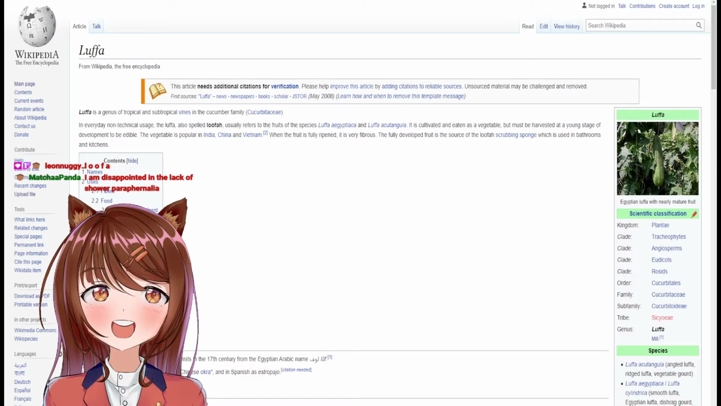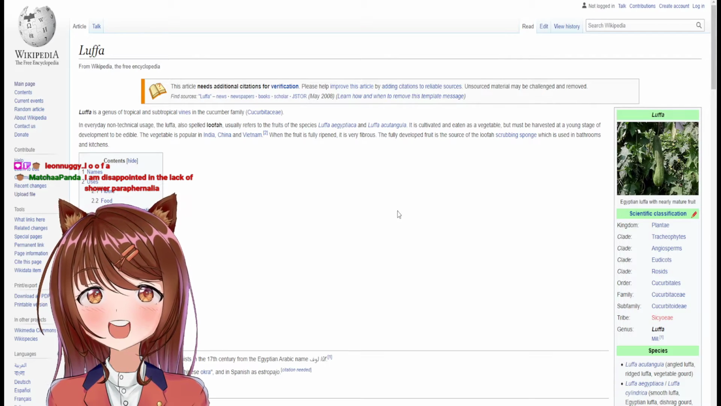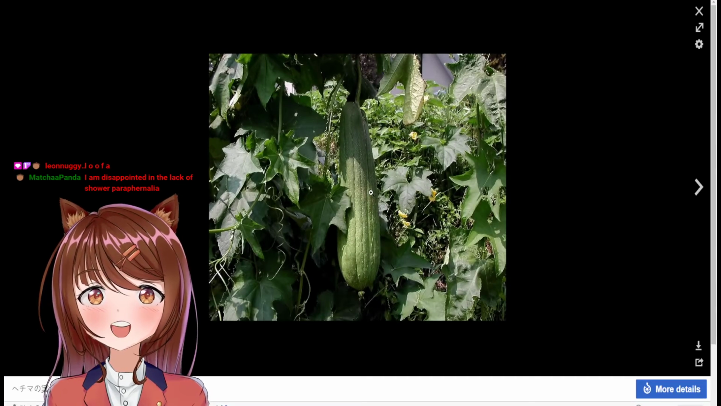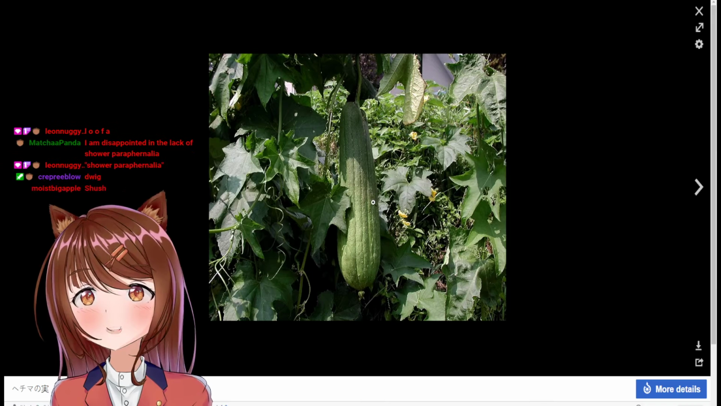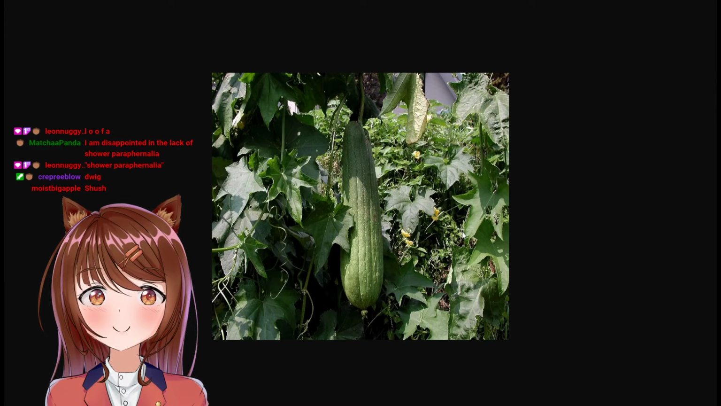Hey, Panda! Disappointed lack of shower paraphernalia. What? What are you talking about? This is a loofah. This is a loofah plant. Look at it. It's the moist big apple. Yeah, Juju, what's up?